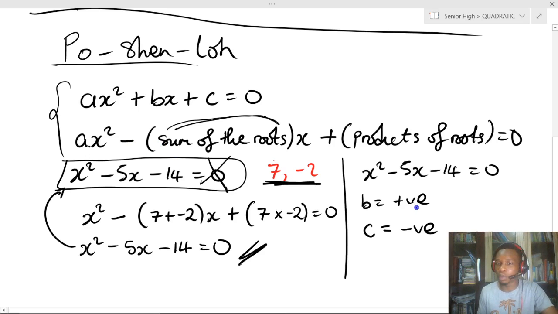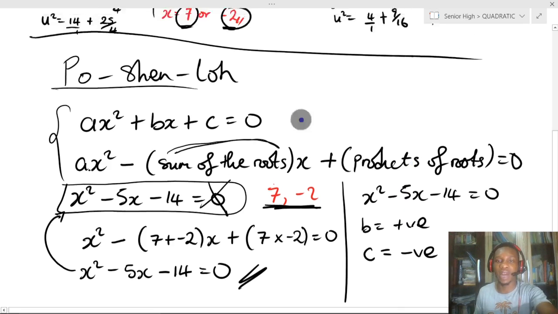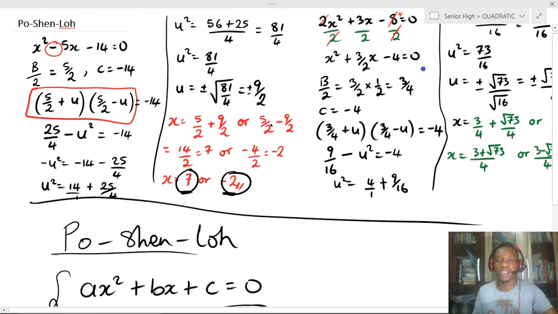So therefore our b had to be positive. Because when it is positive, then we say plus 5 multiplying the minus outside the bracket, and we have what? Minus 5. Okay, so that is one case scenario. So let's check out on that one again that we made a mistake in. Okay, look at this one here.